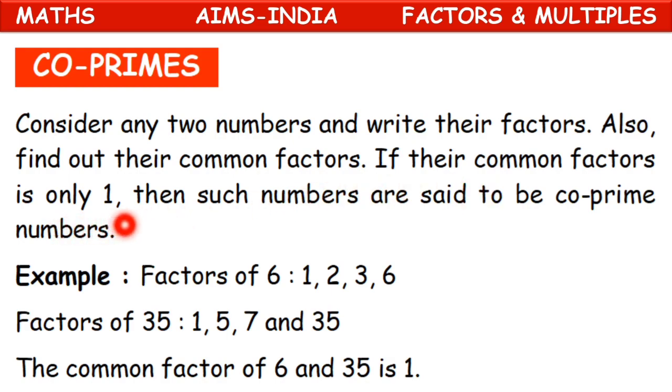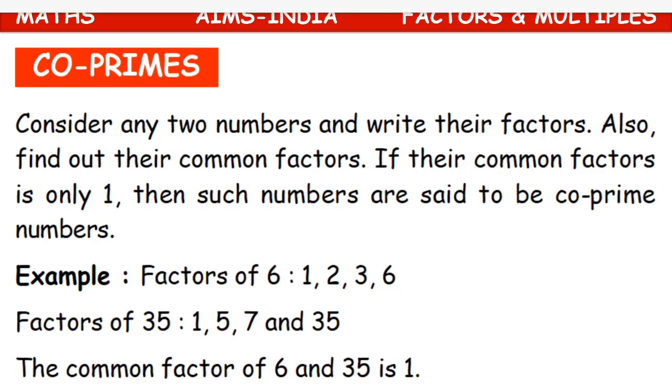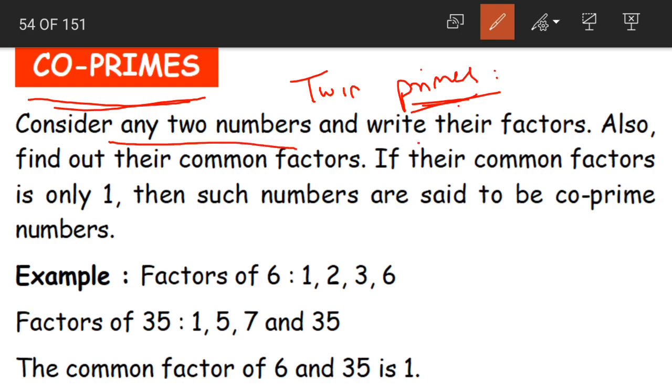If their common factor is only 1, then such numbers are said to be co-prime numbers. Okay, children, now why was I specifying that when the difference between two prime numbers is 2, they are called twin primes? For twin primes, both the numbers should be prime numbers. Here we have another concept known as co-primes. Here we can take any two numbers. They need not be prime numbers.